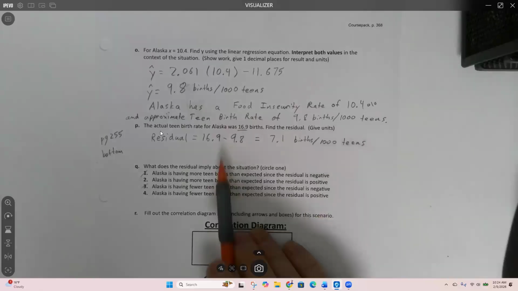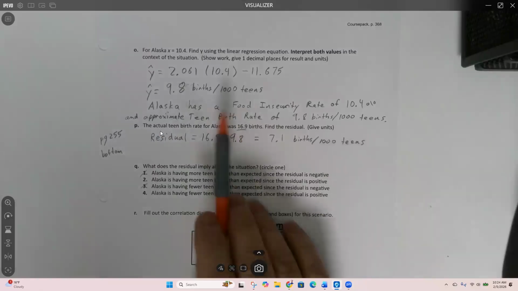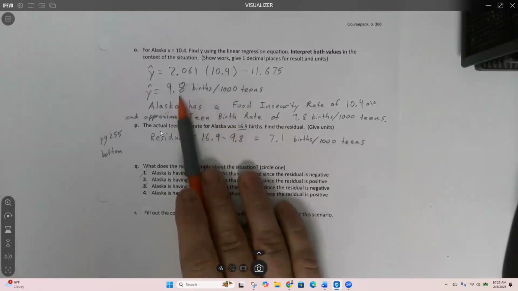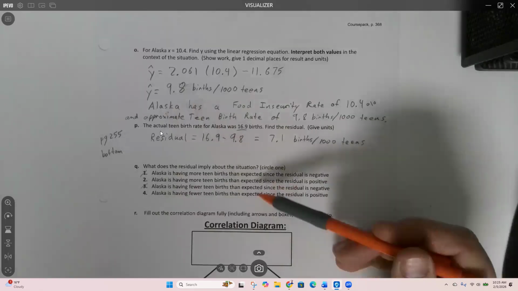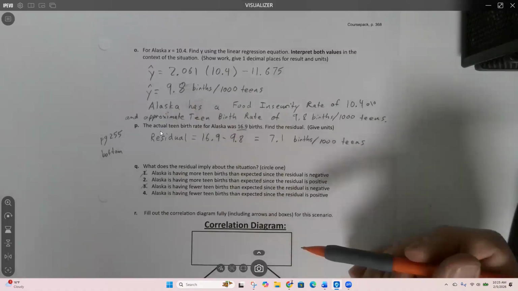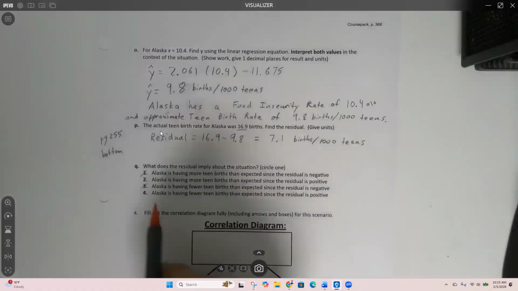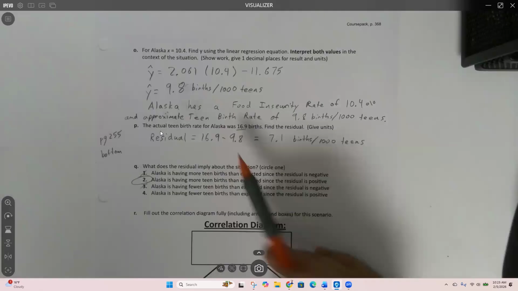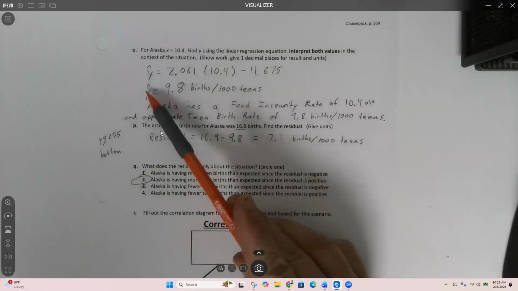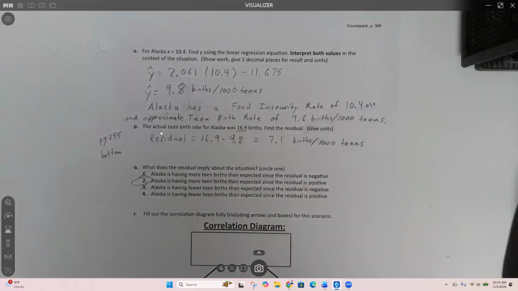Okay. So their actual birth rate was 16.9. And we thought that they should be doing 9.8. So are they having more teen births than expected or fewer births than expected? Answer 2 or 4. Yeah, you got it, Montez. Alaska is having more than expected. We expected 9.8. That's what y hat means. That's why we put the hat on there. That's telling you that's the prediction, but they're actually having more.